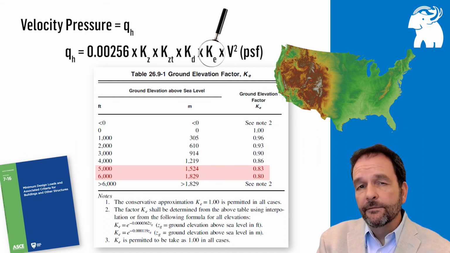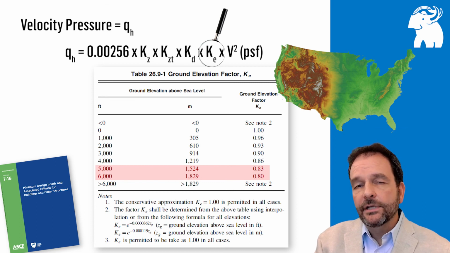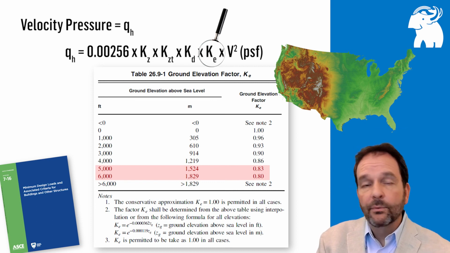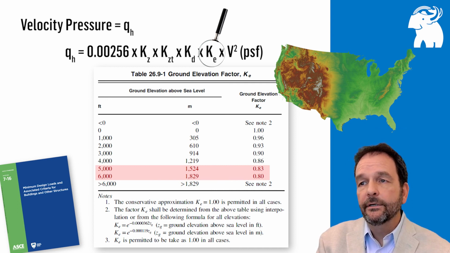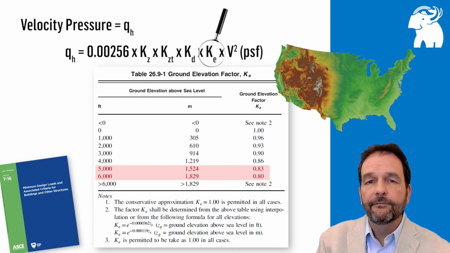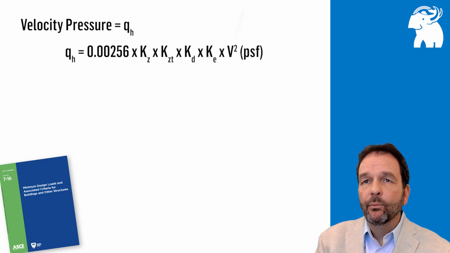And this is relevant for buildings that are located in higher elevations because it's actually going to reduce your velocity pressure and reduce the pressure acting on your roof. So for instance, in Denver, you could actually reduce your velocity pressure by a factor of 0.82.